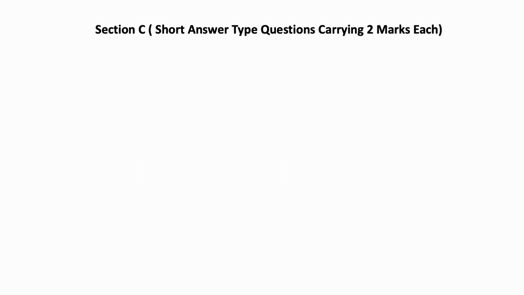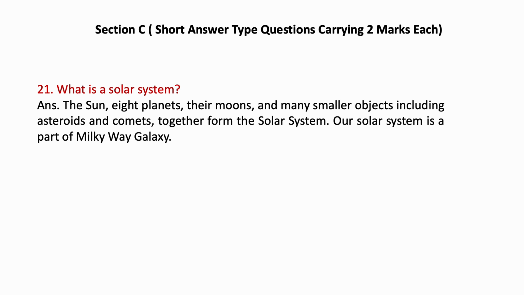Section C, short answer type questions carrying 2 marks each. What is a solar system? The Sun, 8 planets, their moons, and many smaller objects, including asteroids, comets, together form the solar system. Our solar system is a part of Milky Way galaxy.